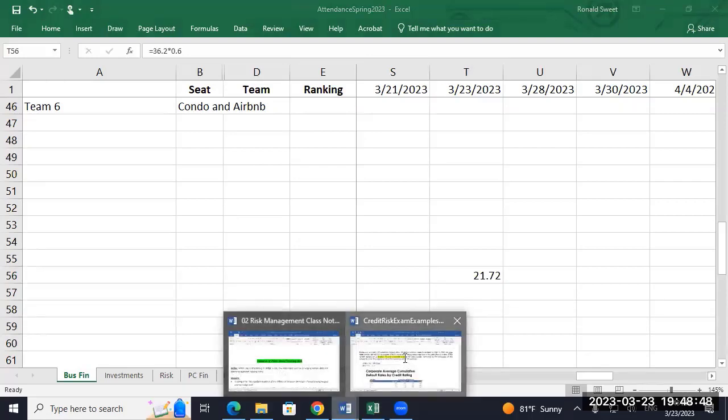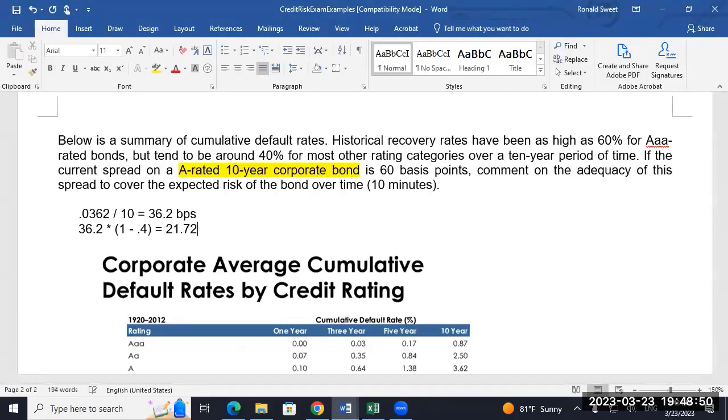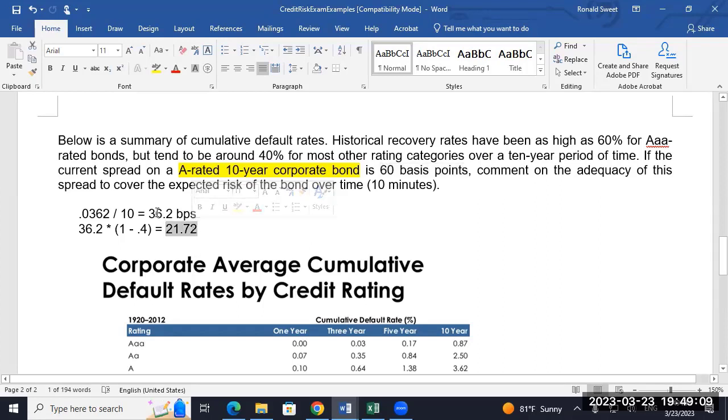$21.72, and yet you're getting paid 60 basis points. And remember, that 60 basis points, you're getting that every single year, because that's the spread you got when you bought the bond. So you're always getting that spread every single year. So you're getting 60 basis points of risk premium when your expected credit loss is 21.